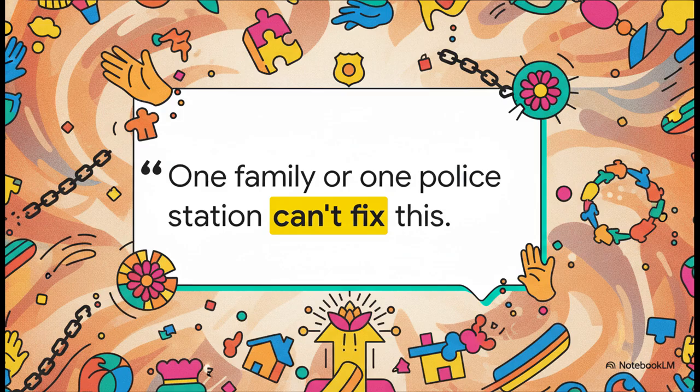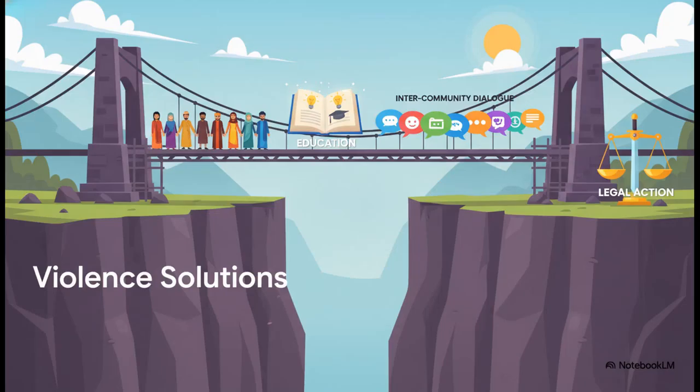So the crucial point is summed up in this powerful quote. One family or one police station can't fix this. When social trust is broken at this scale, a basic response just isn't enough. It requires a massive collective intervention to rebuild the society. Rebuilding that trust requires highly coordinated steps. Promoting religious harmony and using education to break down old prejudices is key. Alongside that, open intercommunity dialogue helps restore lost trust, while strict impartial legal action ensures safety for everyone involved.